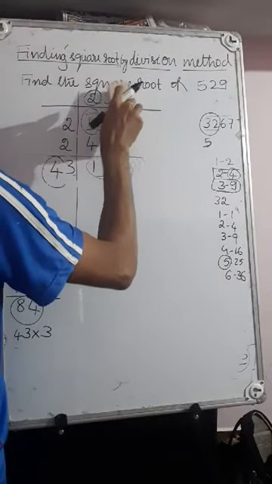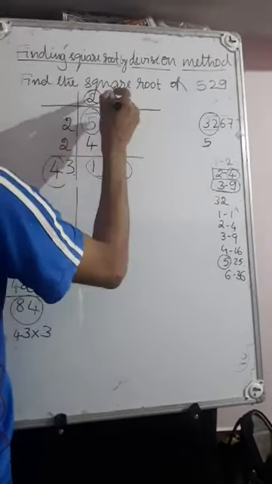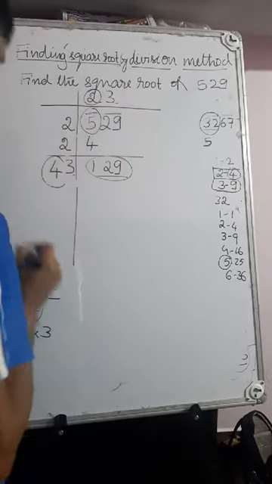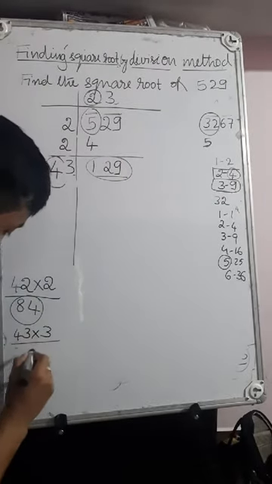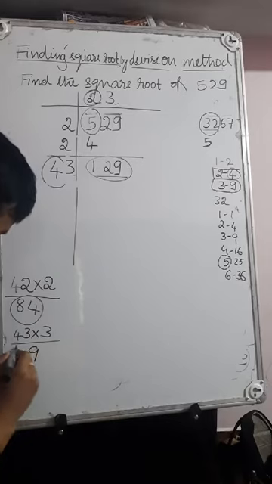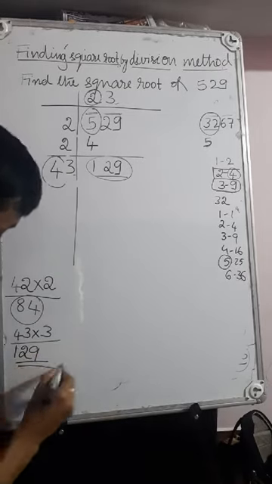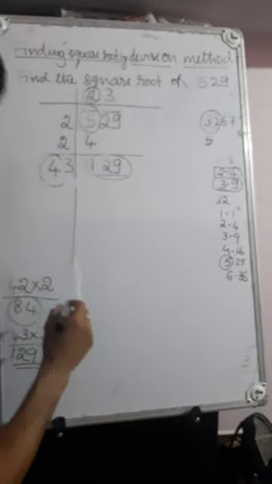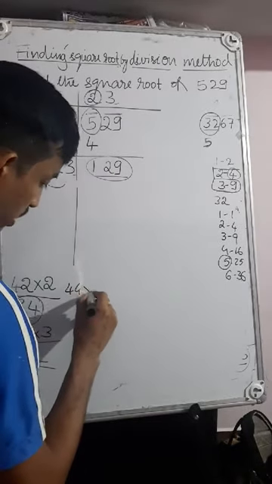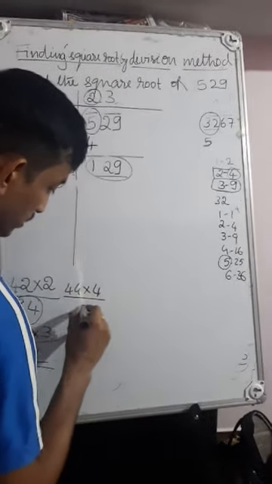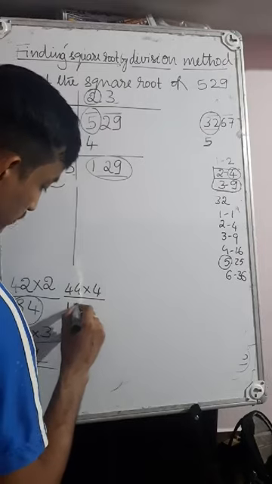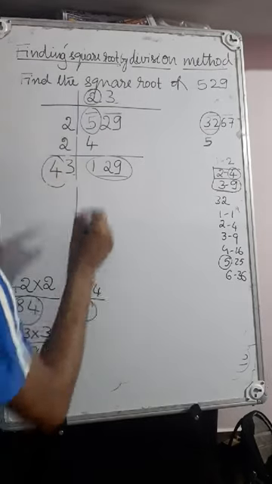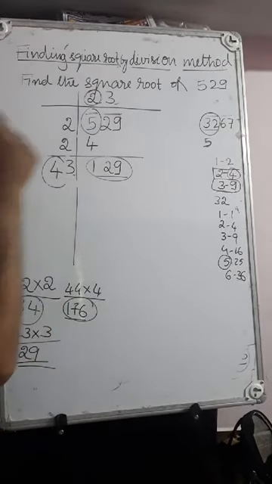Then here also I should fill it by 3. Now what happens? 3 into 3, 9. 3 into 3, 9. 4 into 3, 129. Exactly divisible. If you take 4 here, there also you should take 4. 4 into 4, 6, 17. See, it exceeds. It is more than 129.